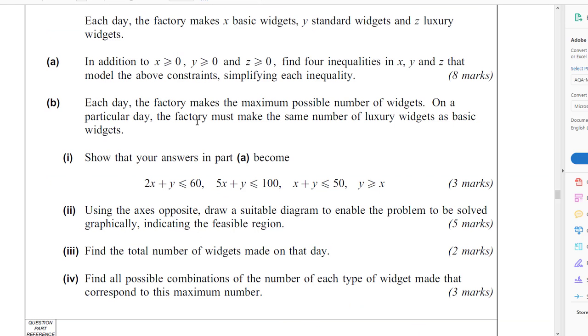In part B, it says each day the factory makes the maximum possible number of widgets. On a particular day, the factory must make the same number of luxury widgets as basic widgets. And in part 1, it says show your answers become the following.